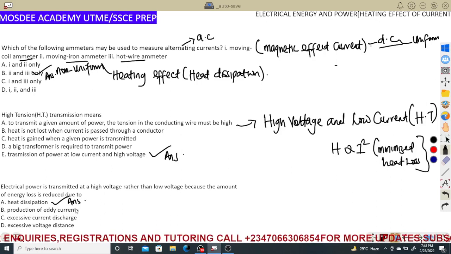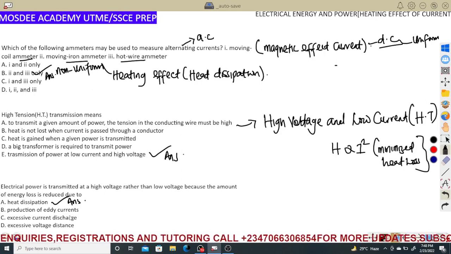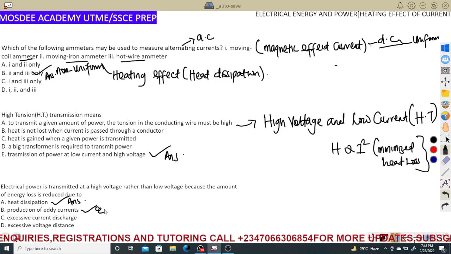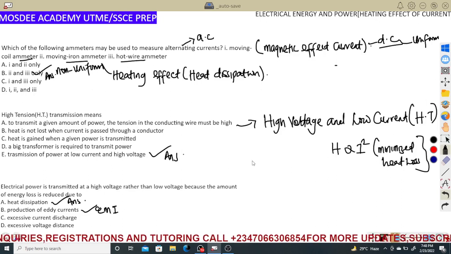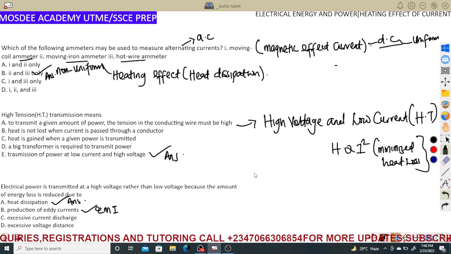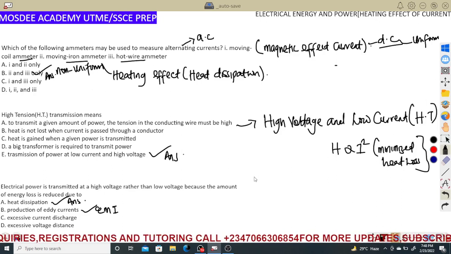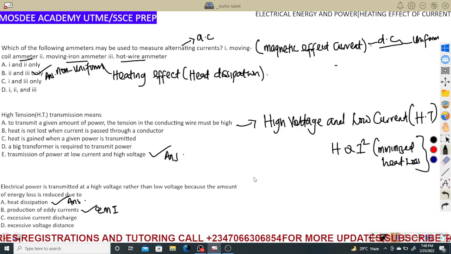I've talked about that. Now, let's talk about production of eddy current. A quick one. Under electromagnetic induction, EMI, I'm going to talk extensively, which is the topic after tomorrow. Tomorrow I'm taking the magnetic effect of current. Some of you are not starting these classes, even at your tutorial center. I'm going to dismantle them, piece by piece, and make sure you understand them. Next tomorrow, electromagnetic induction. The following day, semiconductors.